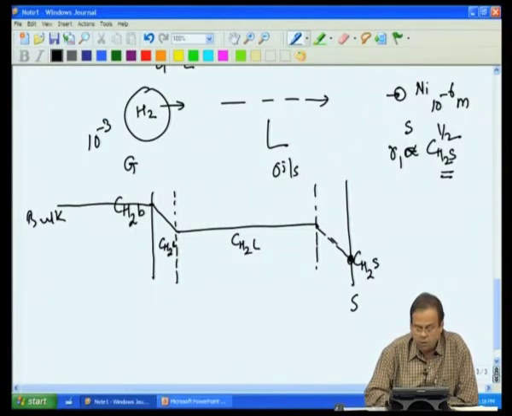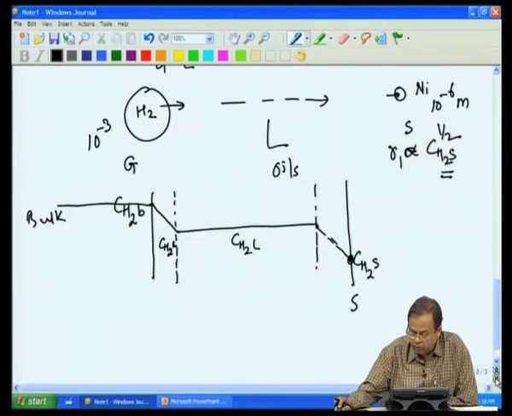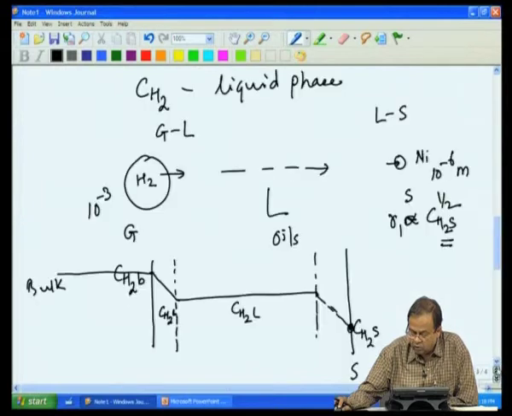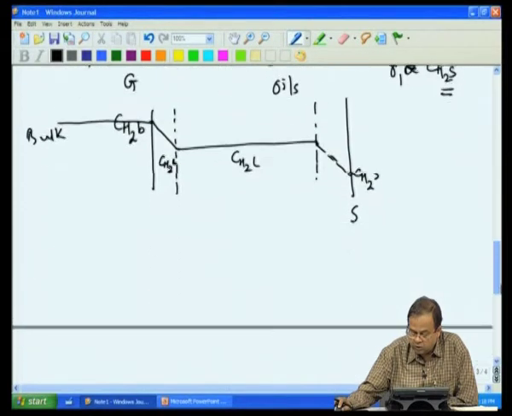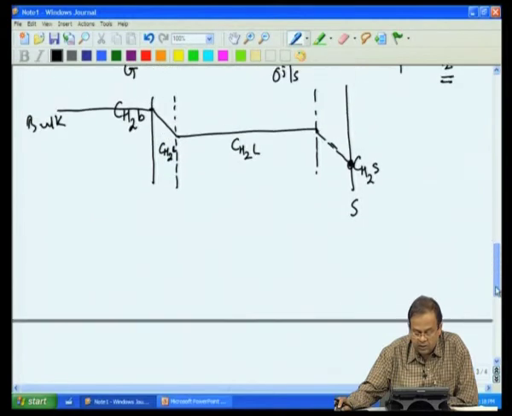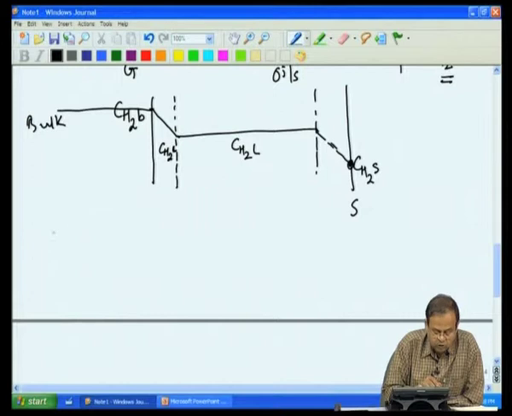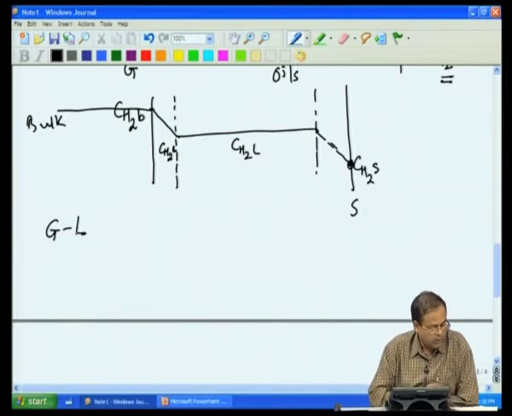So, now let us try to write down the mass balance equations for these processes by looking at first the gas liquid interface. So, what is happening at the gas liquid interface?